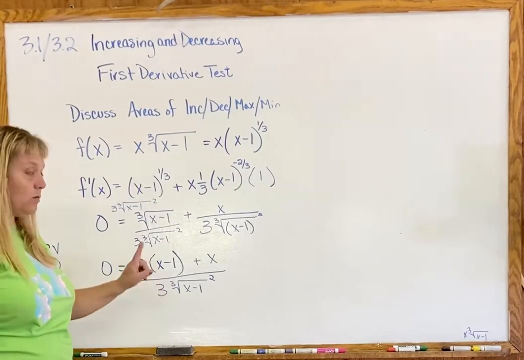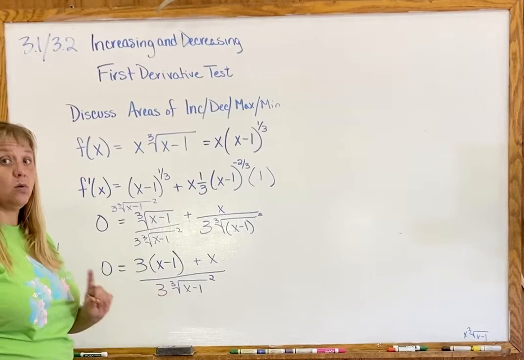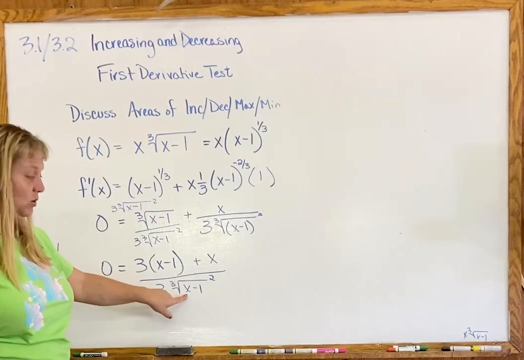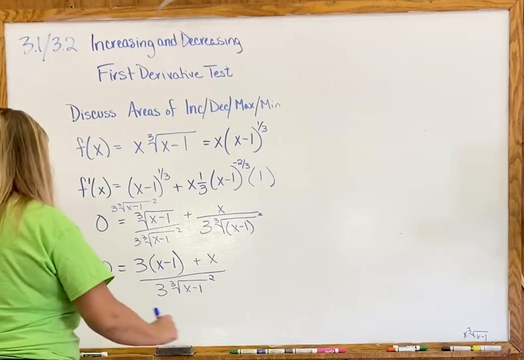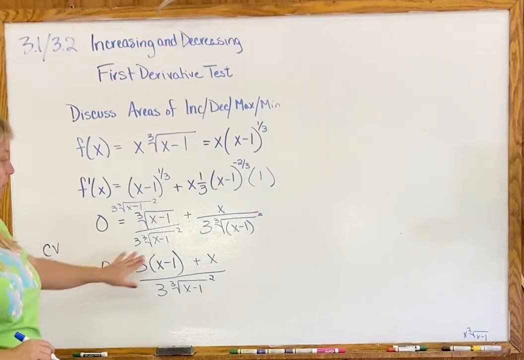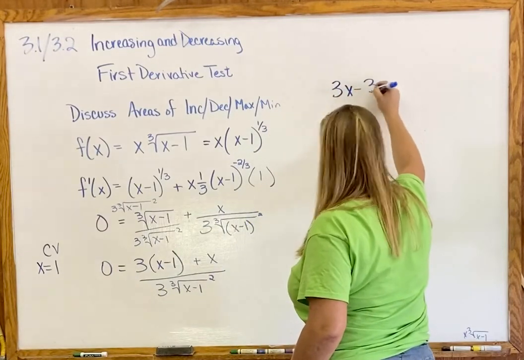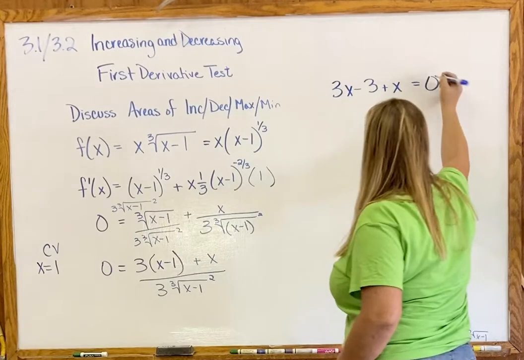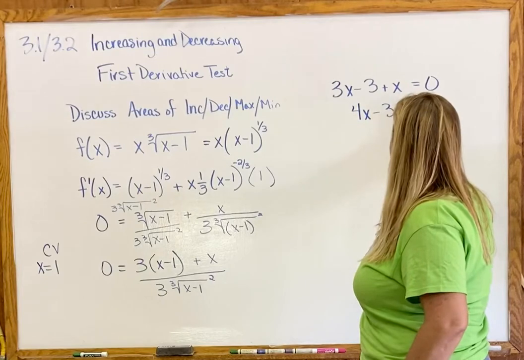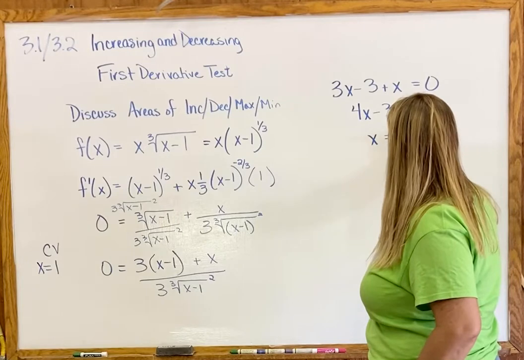Now, remember that if there is a fraction, wherever that denominator is equal to 0, we have ourselves a critical value. So even though it's a cube root and squared and everything, if x is equal to 1, we're in trouble, aren't we? So we can say our first critical value is x equals 1. Now we can worry about the top. If we distribute in, we get 3x minus 3 plus x equals 0. That gives us 4x minus 3 equals 0, which gives us x equals 3/4.